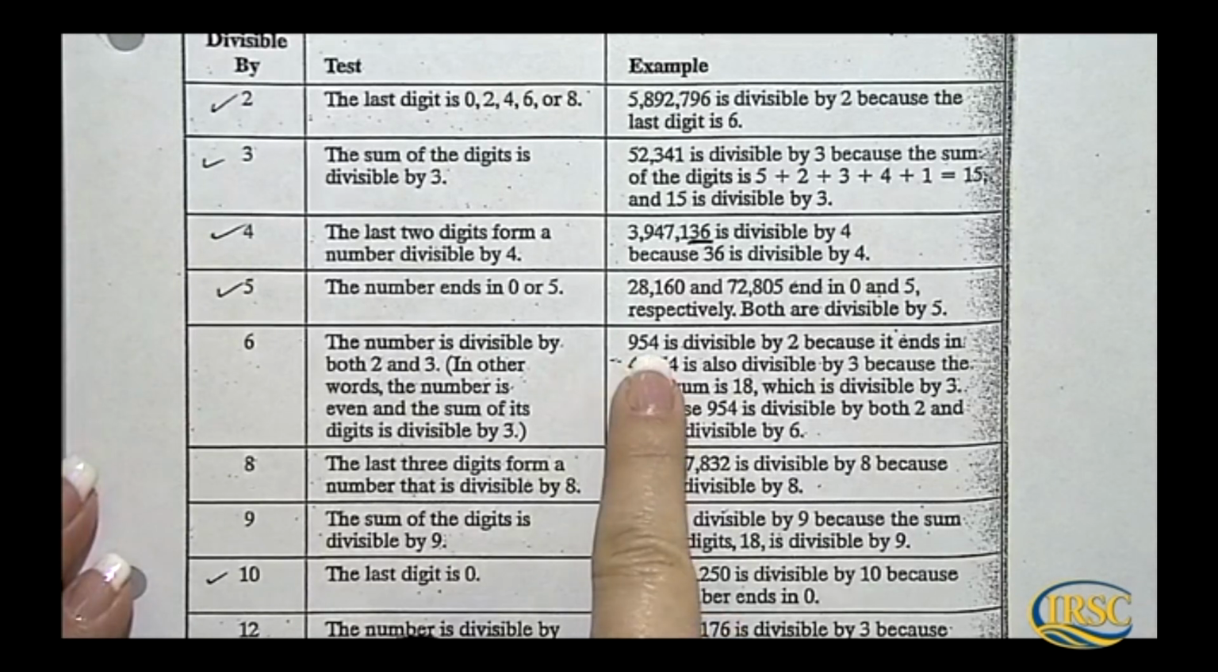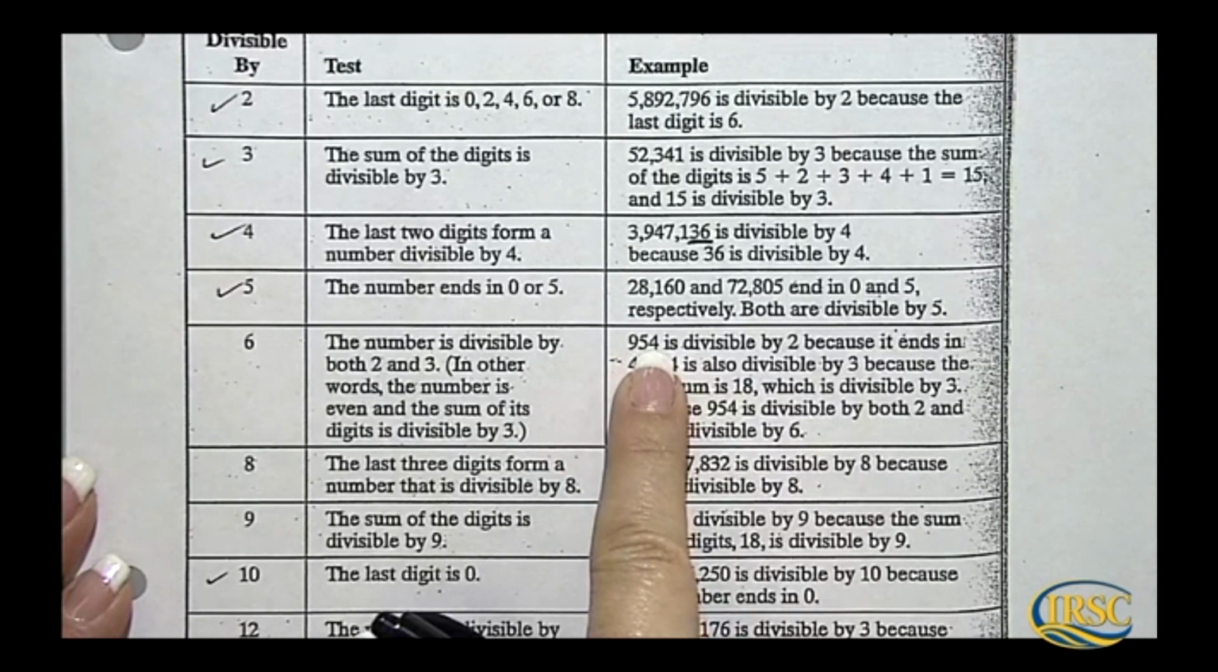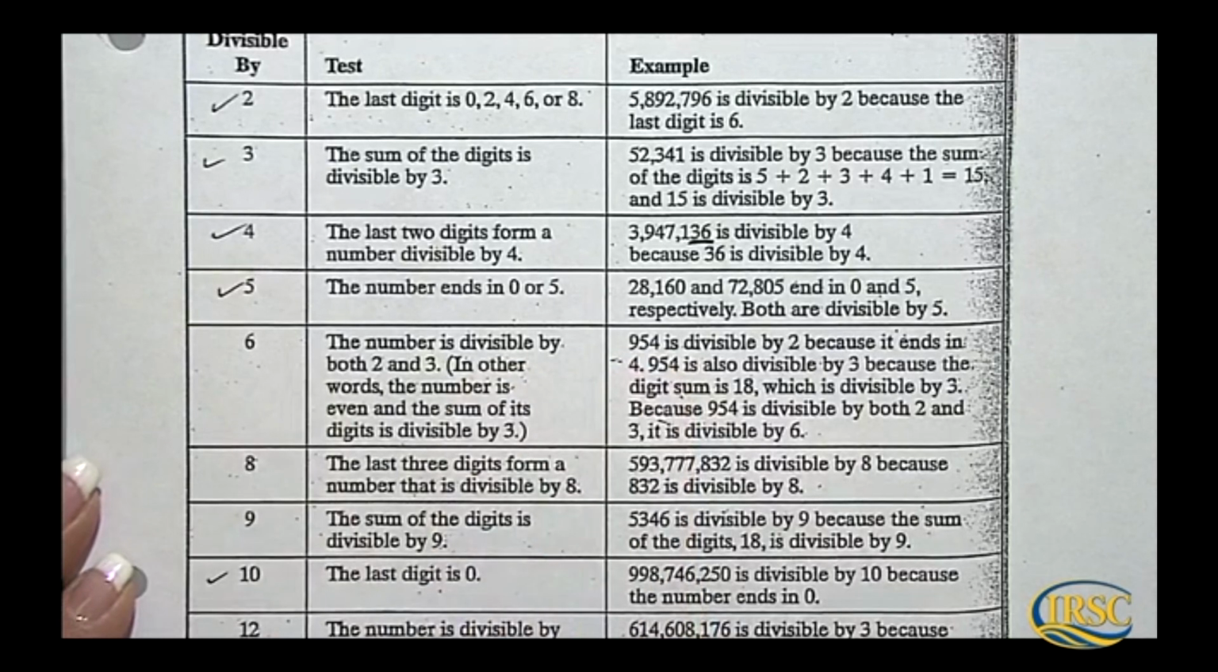So 954, when you add up the digits, notice you get 18. 18 is divisible by 3, and it ends in 4, so it's divisible by 2, so therefore it's divisible by 6.